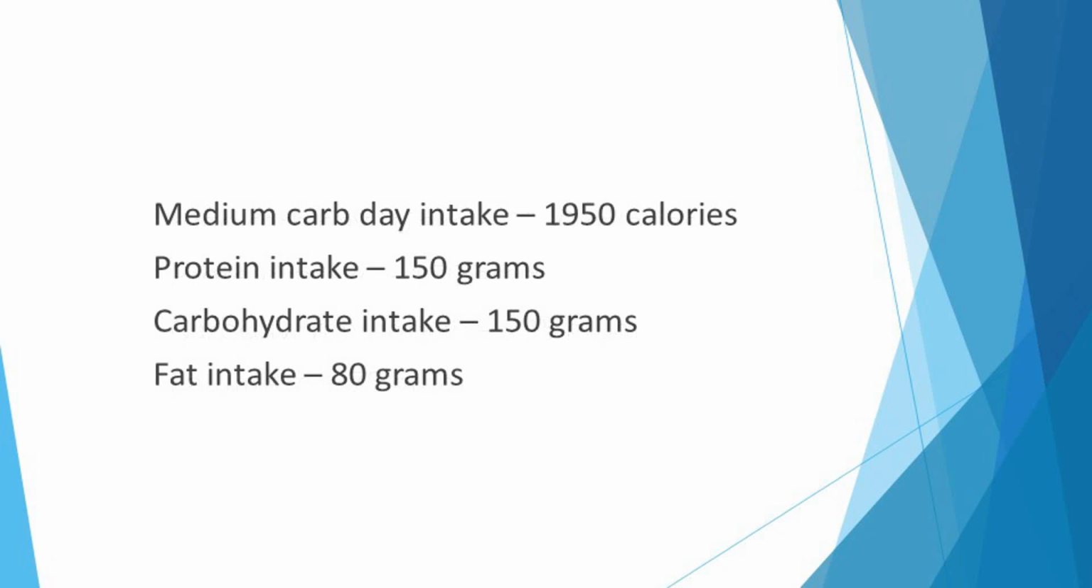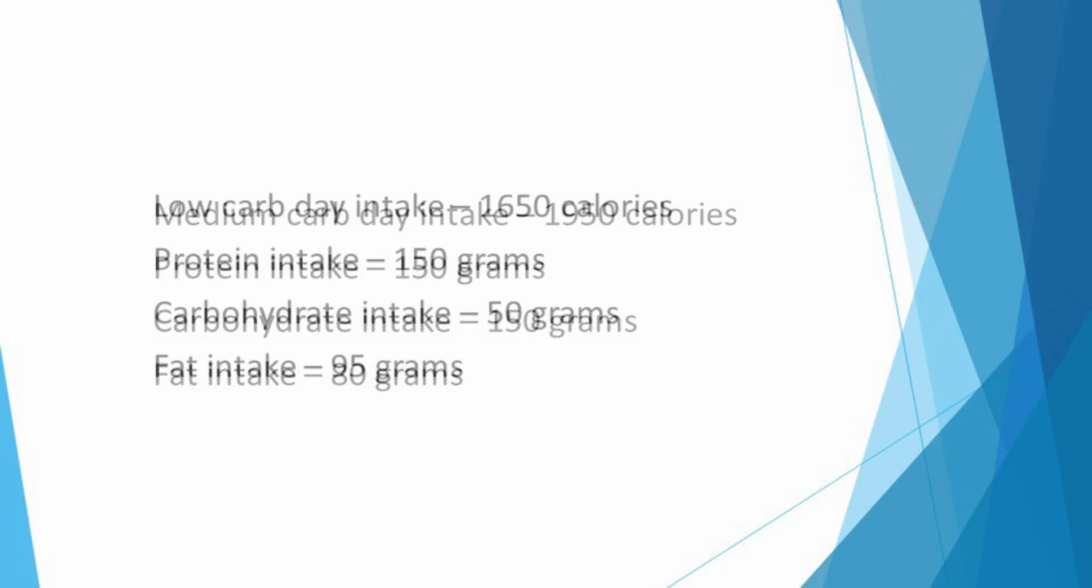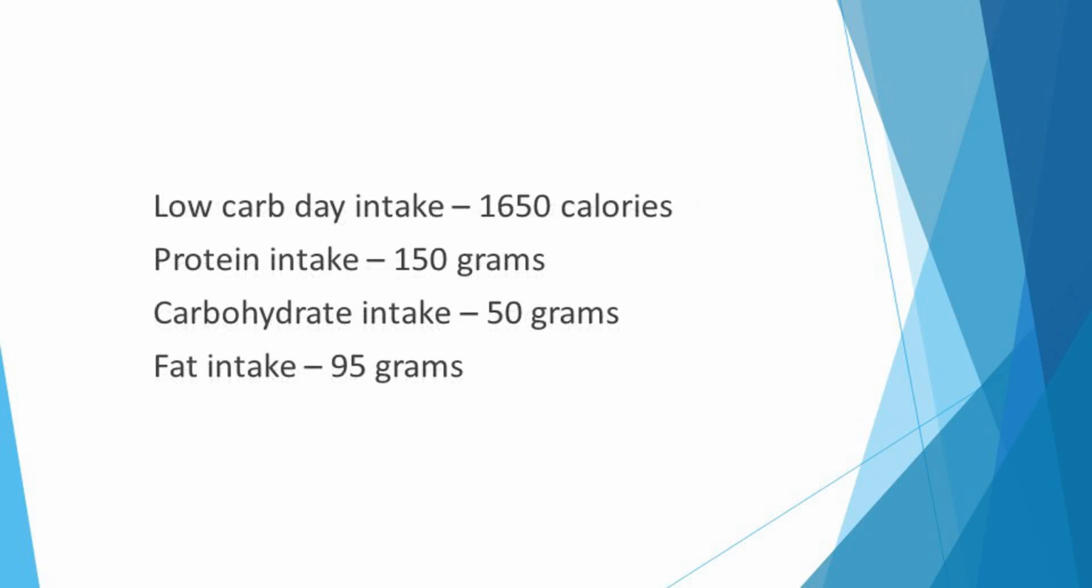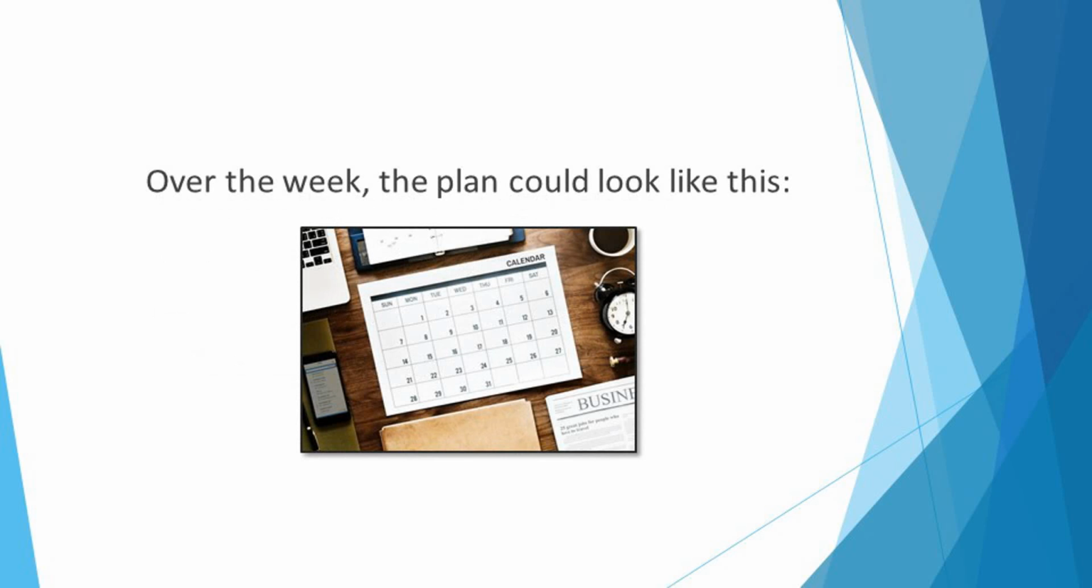Protein intake, 150 grams. Carbohydrate intake, 150 grams. Fat intake, 80 grams. Low carb intake, 1,650 calories. Protein intake, 150 grams. Carbohydrate intake, 50 grams. Fat intake, 95 grams. Over the week, the plan should look like this.